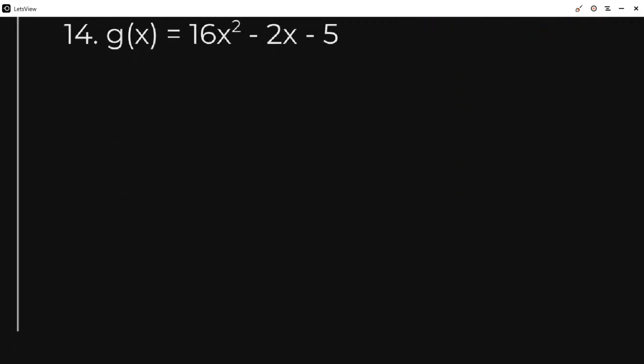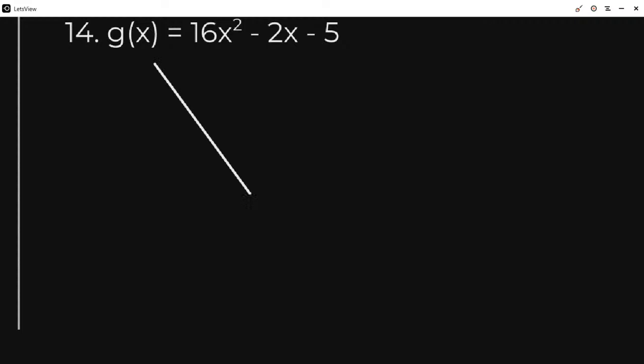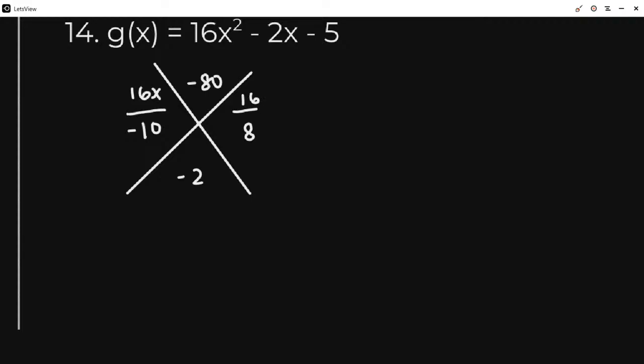Okay, last problem. g of x equals 16x squared minus 2x minus 5. So again, we're first going to do the x method. On the top is negative 80, and on the bottom is negative 2. The two numbers would be negative 10 and 8, and we have 16x on top of both. So for 16x over negative 10, we can simplify that to 8x over negative 5.